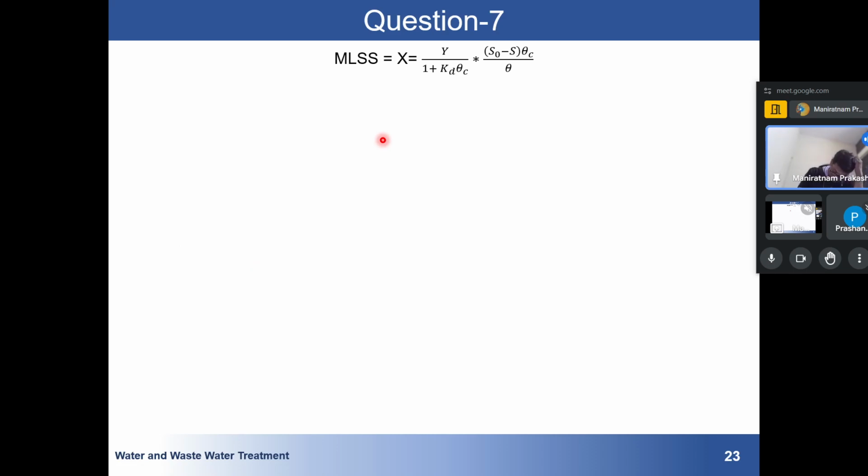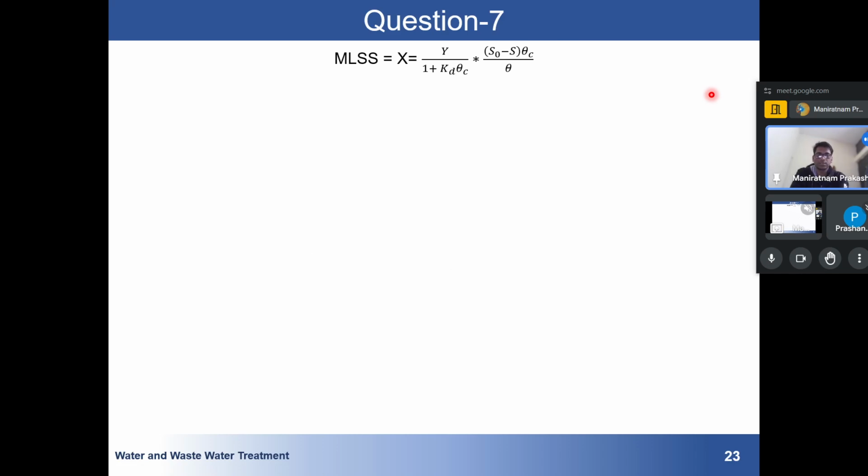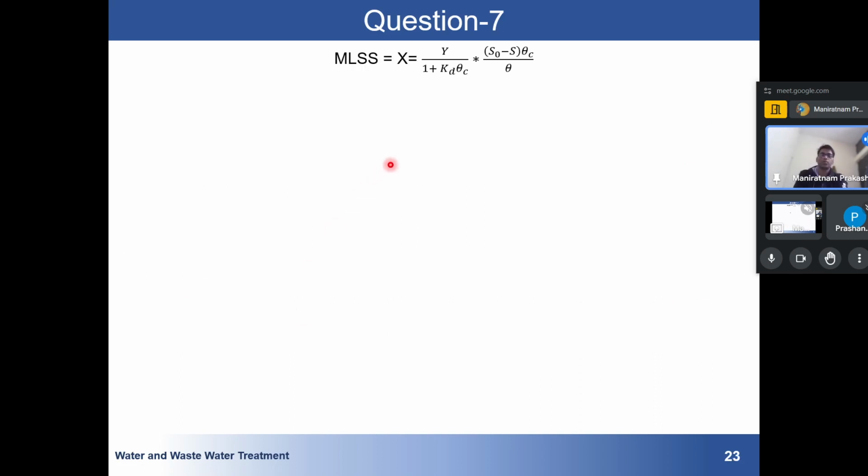So remember, I will directly go to the formula for this equation. This was part of activated sludge. Here you can see that initially it has some S0, X0, and finally it will have some XE, SE. They are saying you have to achieve this within the permissible limit, that is 20 milligram per liter and 20 milligram per liter. So this is the formula of MLSS.